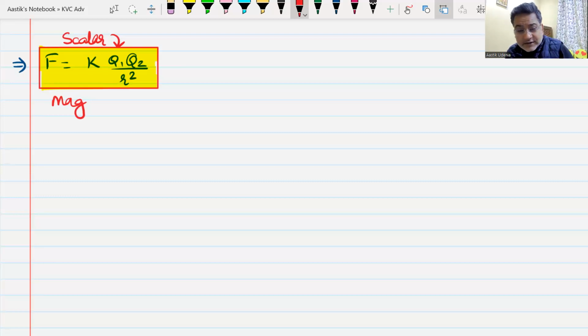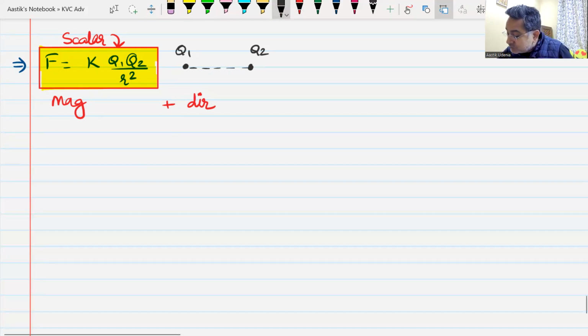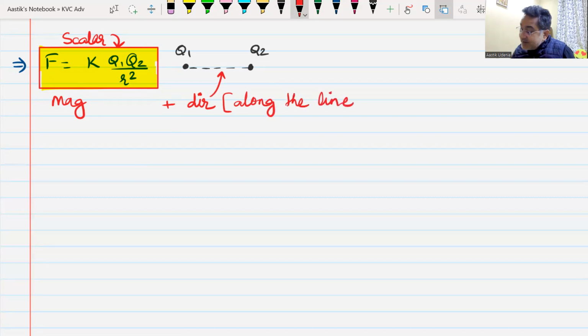Yes, sir. How will I get the direction? Because force is a vector quantity. So you'll have to find out some way of getting the direction. How do I get the direction of force? Two point charges, Q1 and Q2. How will I get the direction of force between these two charges? The direction of force between the two charges is along the line joining the two charges.